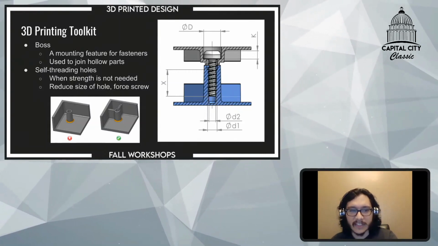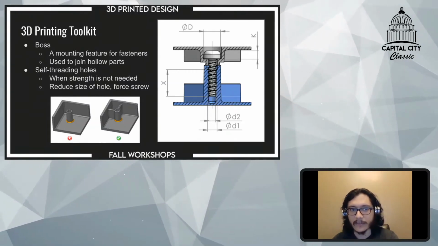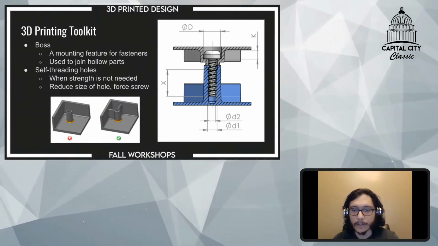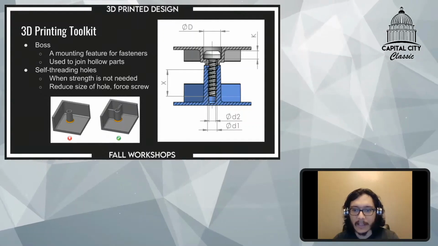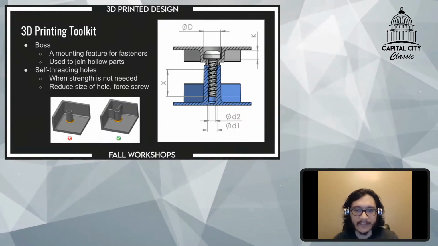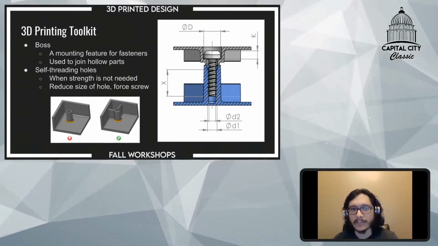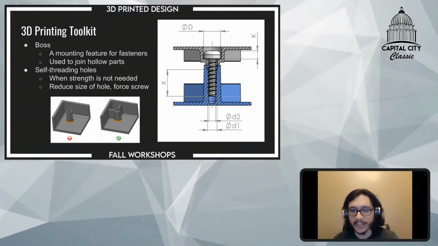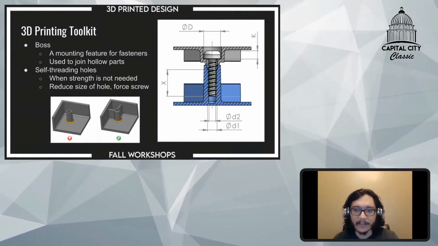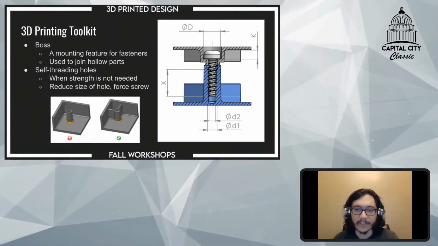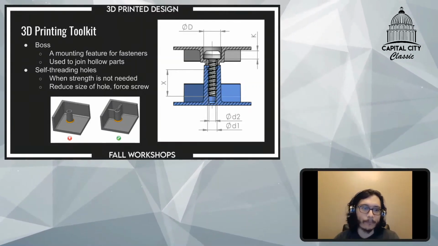Oh, one more thing to keep in mind when you're doing self-threading holes is to be sure to define your wall thickness. If you don't allow sufficient wall thickness, then your threads will actually cut into it, and they're likely to separate the layers of the feature, so you end up breaking the part.